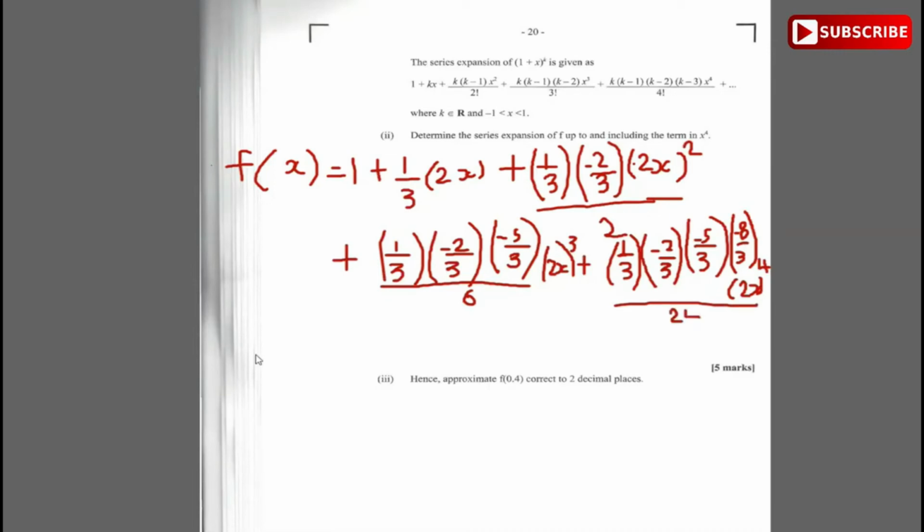So let's go ahead and simplify this. I know it doesn't look pretty, but we'll simplify it. So f of x is actually equal to 1. Now 1 over 3 times 2x is just plus 2 over 3 x.